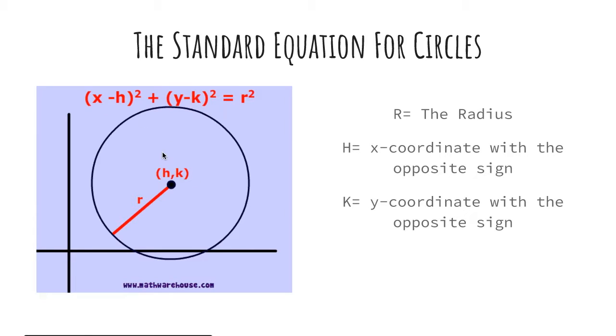The only thing that you need to look out for, though, is that the coordinates that are graphed in the circle are opposite signs of what's here in the equation. So you can see that negative h equals positive h, and negative k equals positive k in the circle.